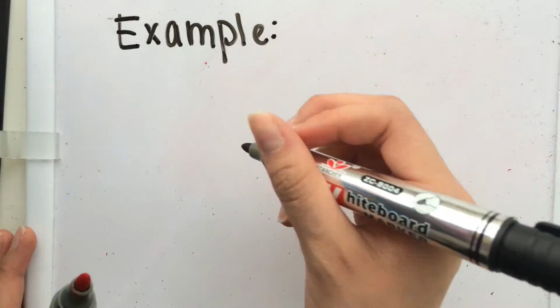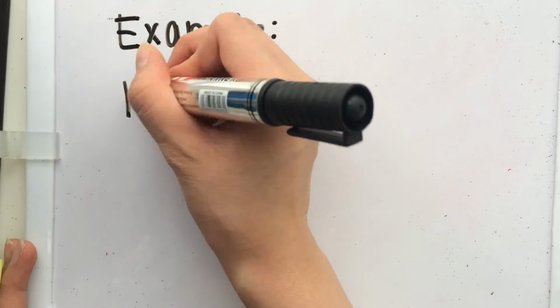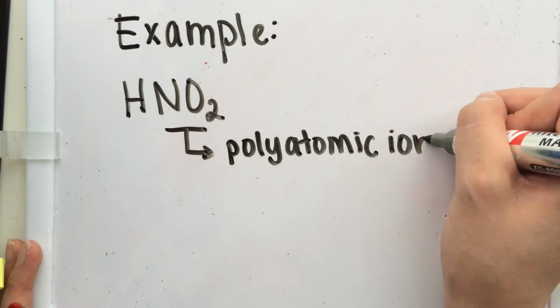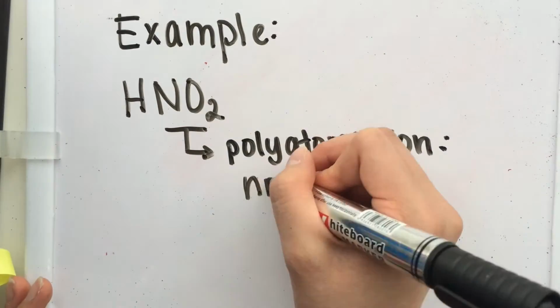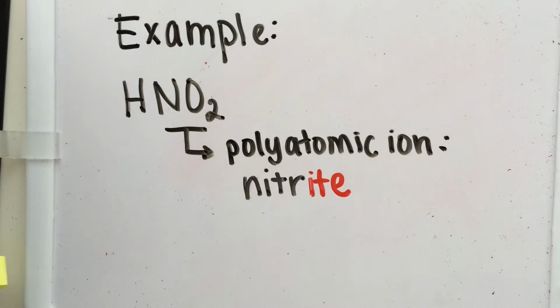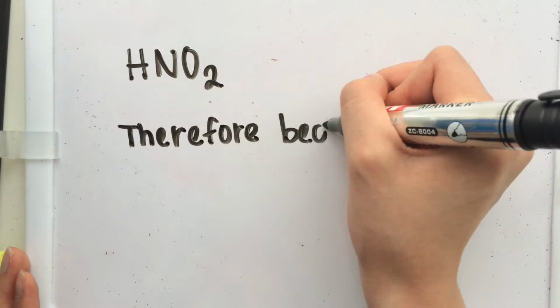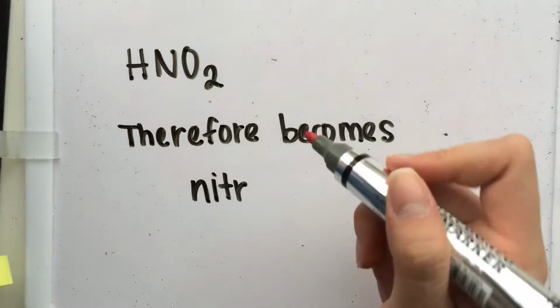Let's do an example. In HNO2, our polyatomic ion is NO2, and it is nitrite. Therefore, we add us, and it becomes nitrous acid.